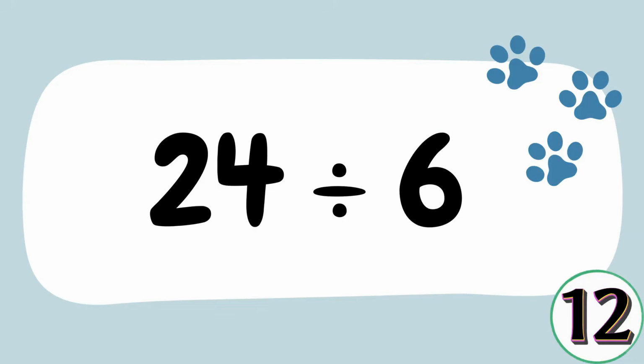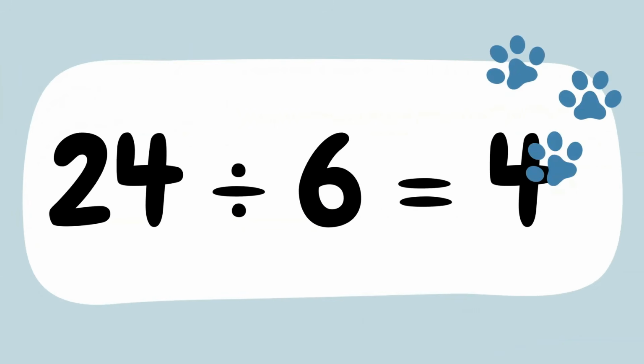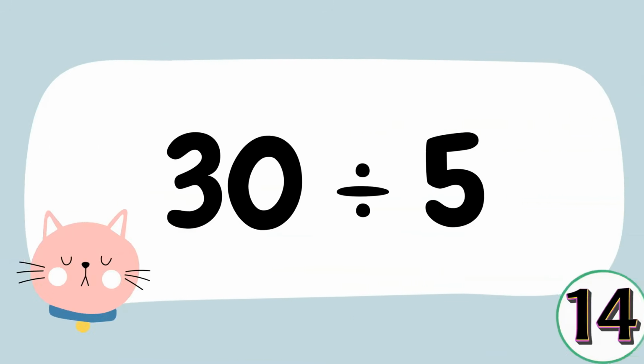What is 24 divided by 6? The answer is 4. 24 divided by 6 is 4.